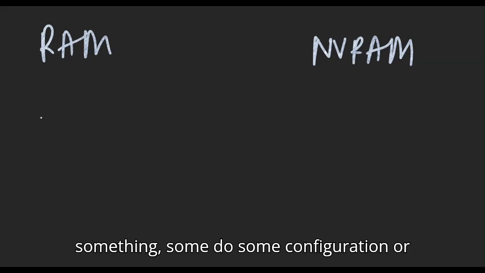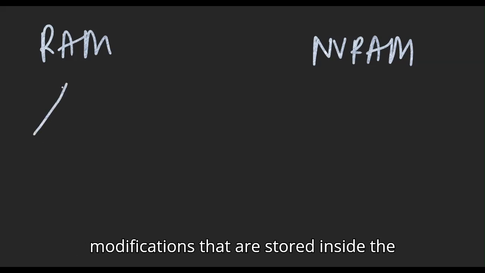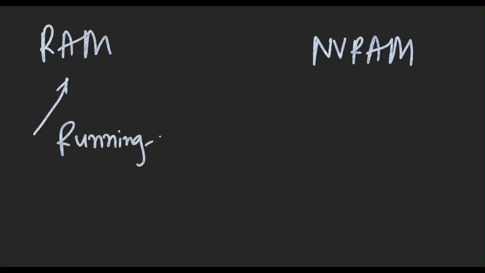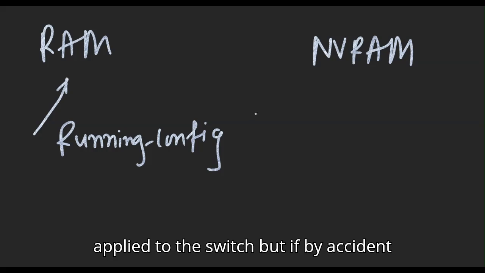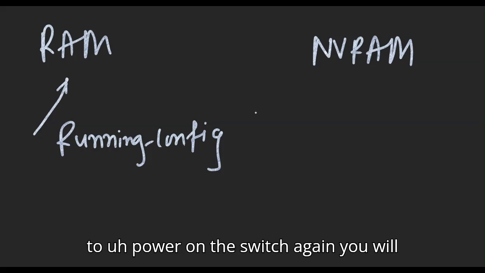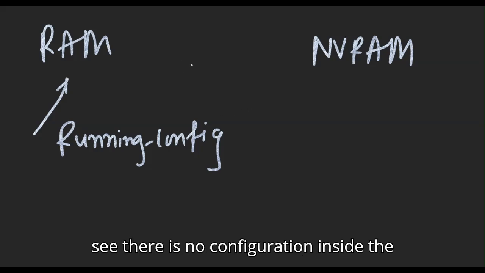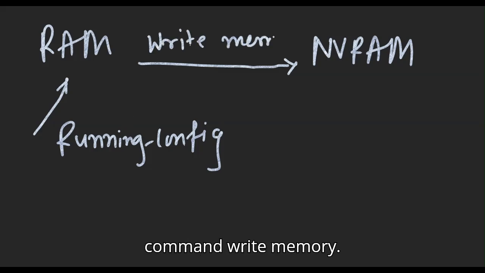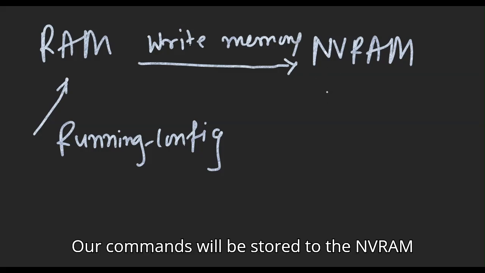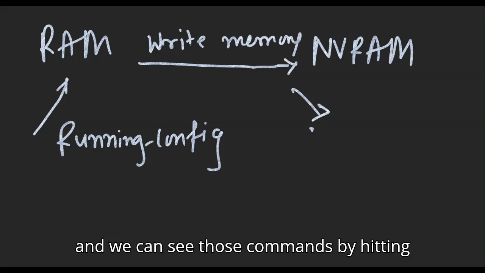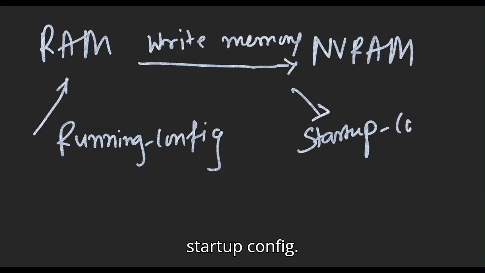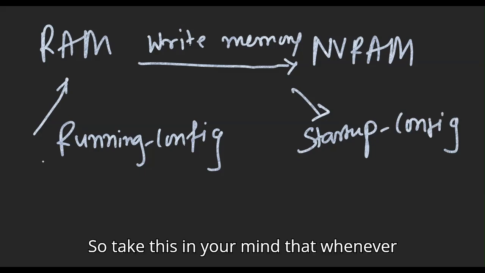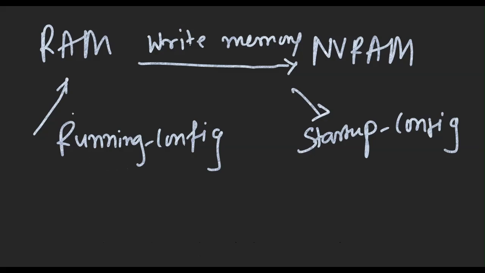See, when you do some configuration or modifications, they are stored inside the RAM as the running config, and you will see that the modifications are applied to the switch. But if by accident the switch gets powered off, and you power on the switch again, you'll see there is no configuration inside the switch. So to avoid this situation, we have NVRAM, and after configuring the device, we can hit the command write memory. Our commands will be stored to the NVRAM, and we can see those commands by hitting the command startup config.